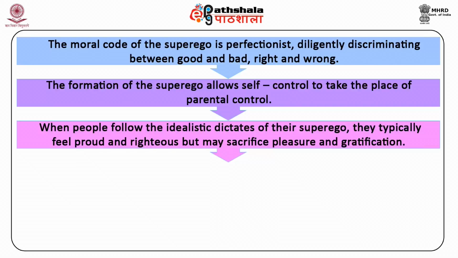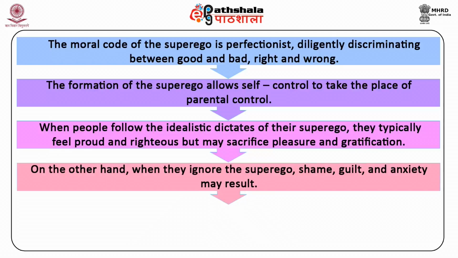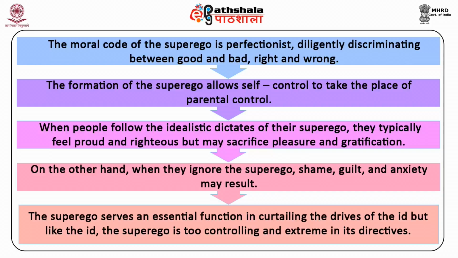When people follow the idealistic dictates of their superego, they typically feel proud and righteous, but may sacrifice pleasure and gratification. On the other hand, when they ignore the superego, shame, guilt, and anxiety may result. The superego serves an essential function in curtailing the drives of the id, but like the id, the superego is too controlling and extreme in its directives.